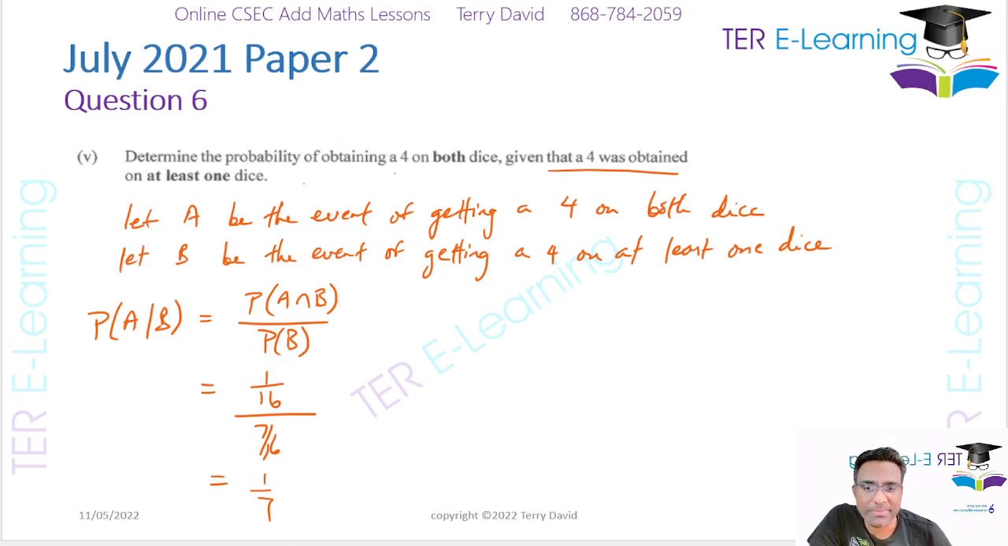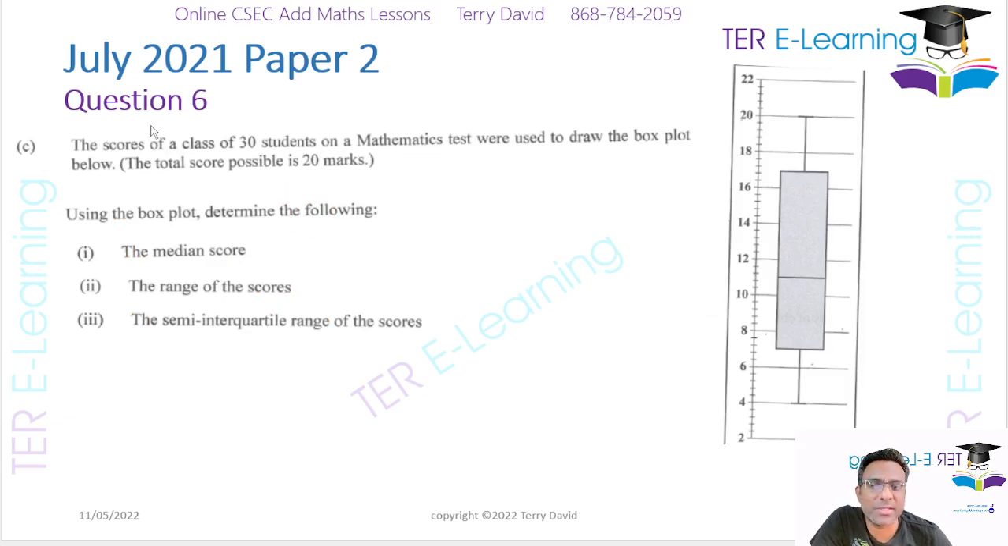Moving on to the next part. The scores of 30 students in a math test were used to draw a box plot, or a box and whisker plot. The total possible score is 20. Use the box plot to calculate the median. Your median is your Q2, and that's here. All we need to do is read off this here, and that's going to be 11. So your median here is simply 11.